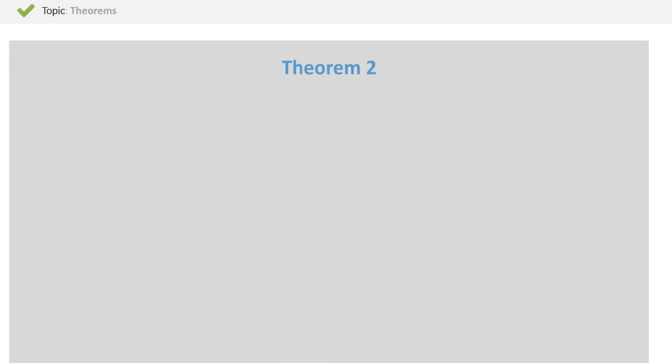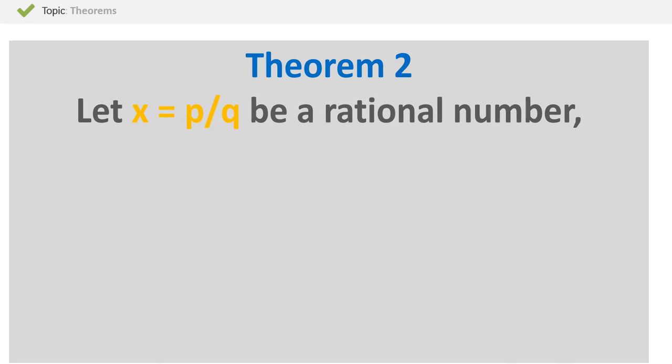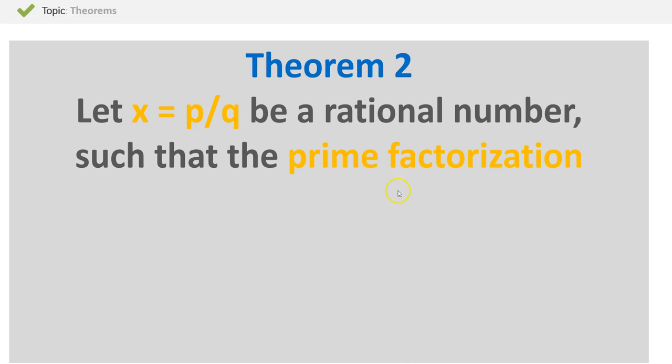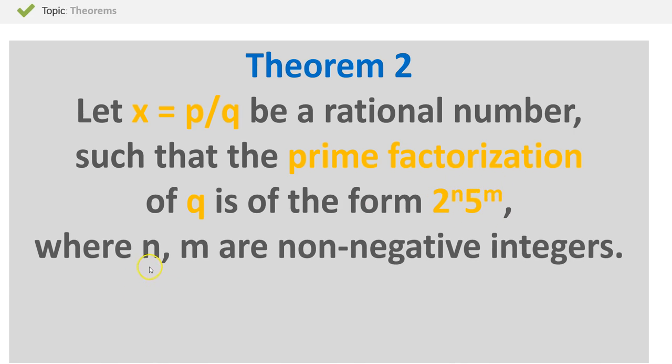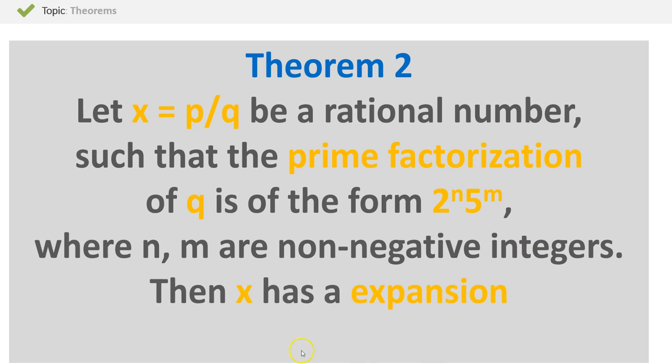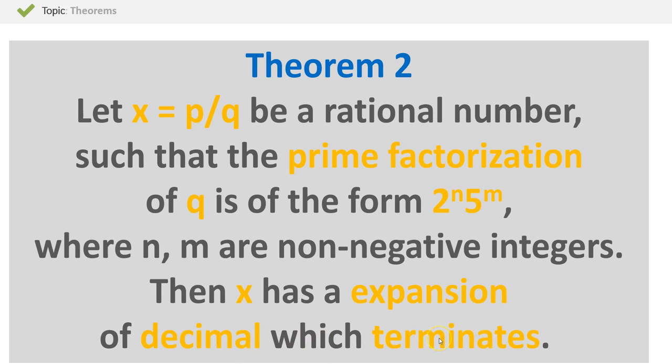Now let's take a look at another theorem. On the other side, let x equal to p by q be a rational number such that the prime factorization of q is of the form 2 to the power n and 5 to the power m, where n and m are non-negative integers, then x has a decimal expansion which terminates.